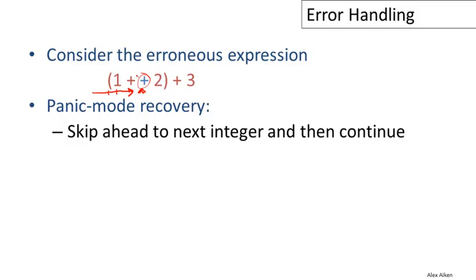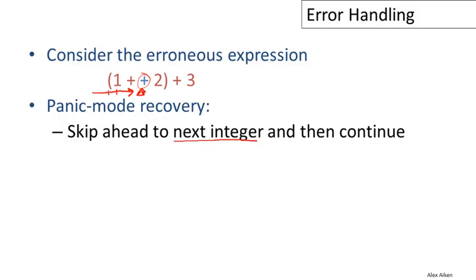So in panic mode recovery, what it's going to do is hit the panic button. Right at this point, it's going to say, I give up, I'm not parsing normally anymore. It goes into a different mode where it is simply throwing away input until it finds something that it recognizes. For example, we could say that the policy for this particular kind of error is to skip ahead to the next integer and then try to continue.